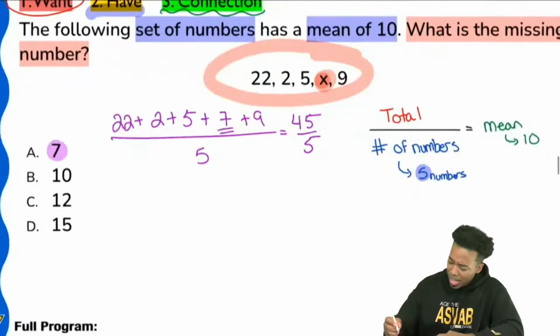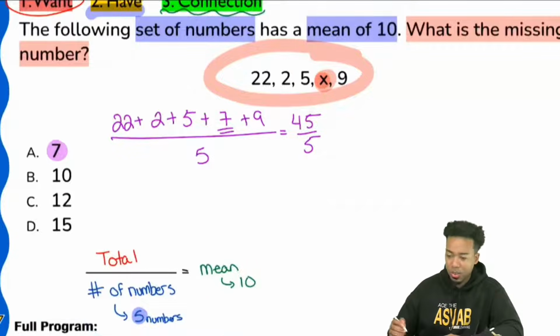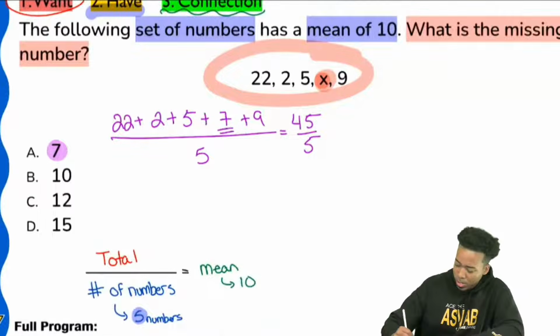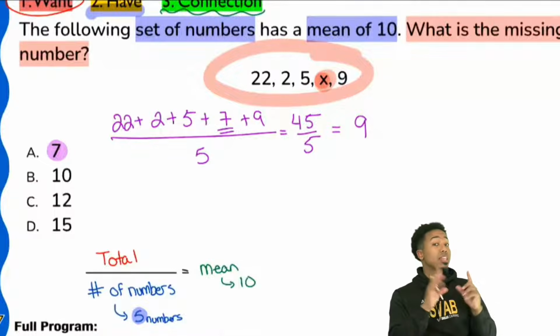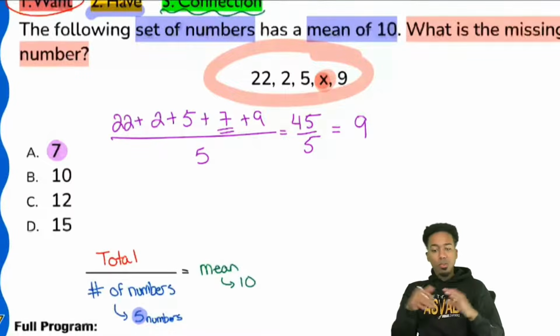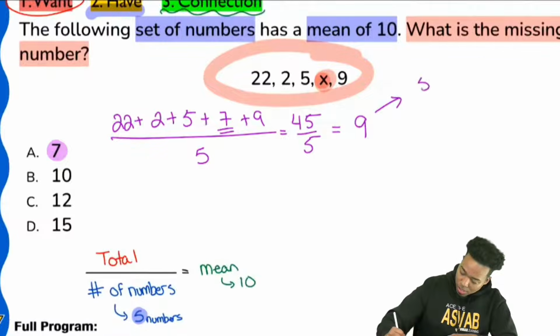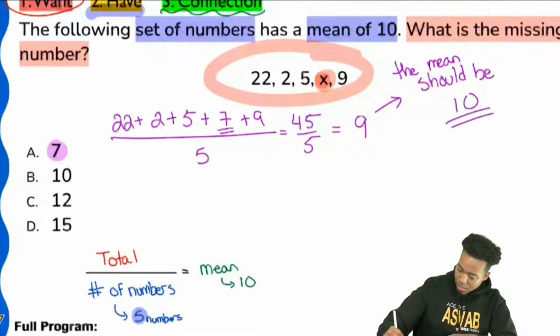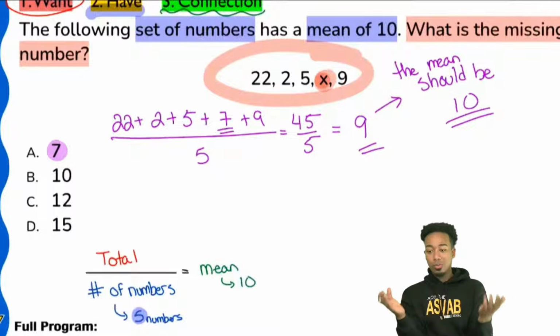Okay, so if we get 9, is that the correct answer? No, it's not. Do we understand how we're using the answer choices to help ourselves out a little bit? We plug it in, we see if it works. Because you see, this right here is not the mean. The mean should be 10. It's 9. That doesn't work.